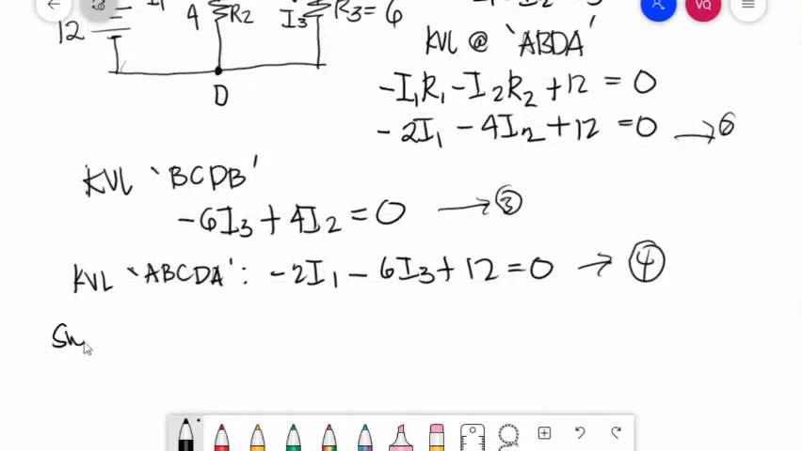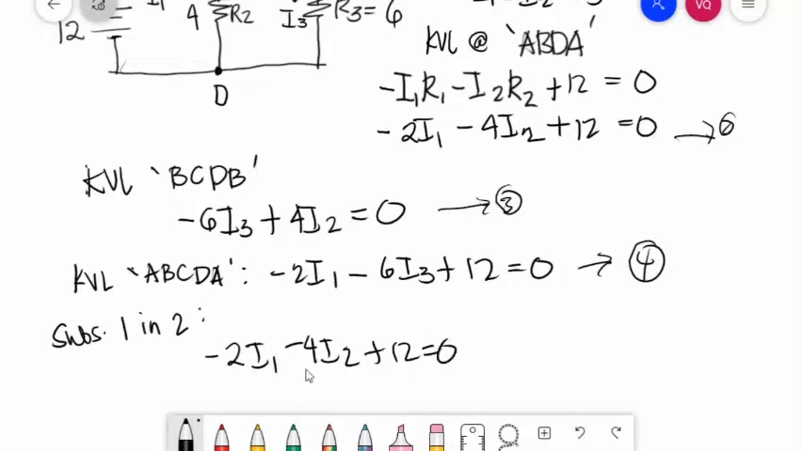Substitute I1 in equation 2. So negative 2I1 minus 4I2 plus 12 is equal to 0. If I substitute I1 in this equation, it becomes negative 2 times (I2 plus I3) minus 4I2 plus 12 is equal to 0.